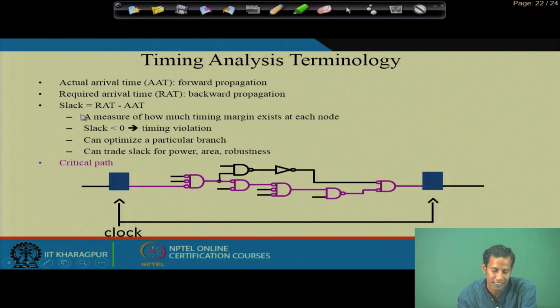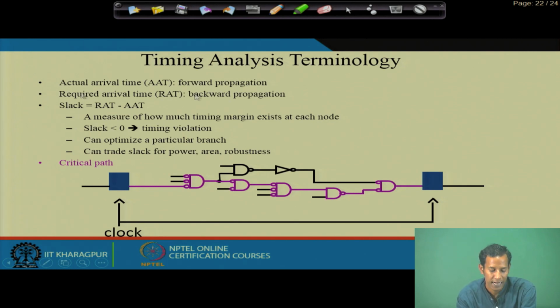So, the slack is the difference between the required arrival time and the actual arrival time. What this means is that slack should all the time be near 0, or be a positive value. Why? Because the required arrival time is the actual time requirement of your circuit.